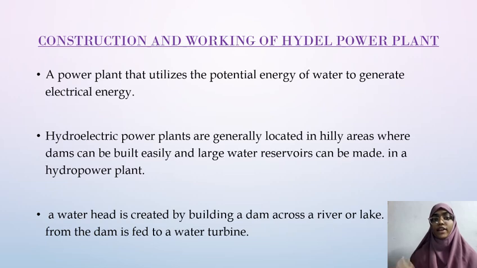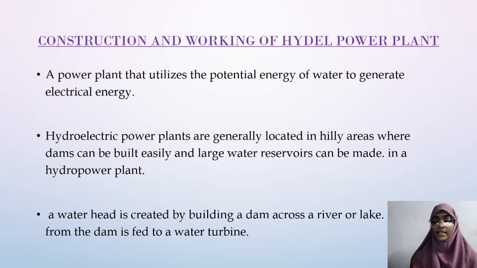So let us see where a hydropower plant is actually constructed. It is a power plant that utilizes the potential energy of water to generate electricity. Hydroelectric power plants are generally located in hilly areas where dams can be built easily and large water reservoirs can be made.